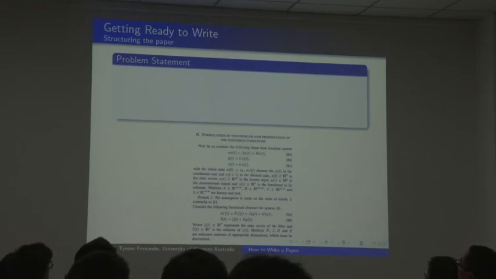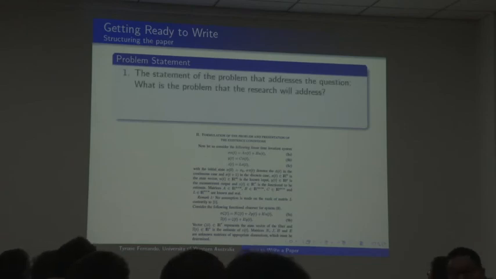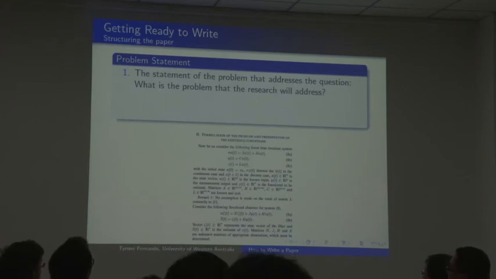Sometimes, if you're writing a theoretical paper, you can have a problem statement. The problem statement addresses the question, what is the exact problem that this research will address? So you can see the problem statement here. Equation A just defines a system. I won't read the whole thing. And down the bottom it says matrices N, J, H, and E are unknown matrices of appropriate dimensions which must be determined. So we're going to find that.